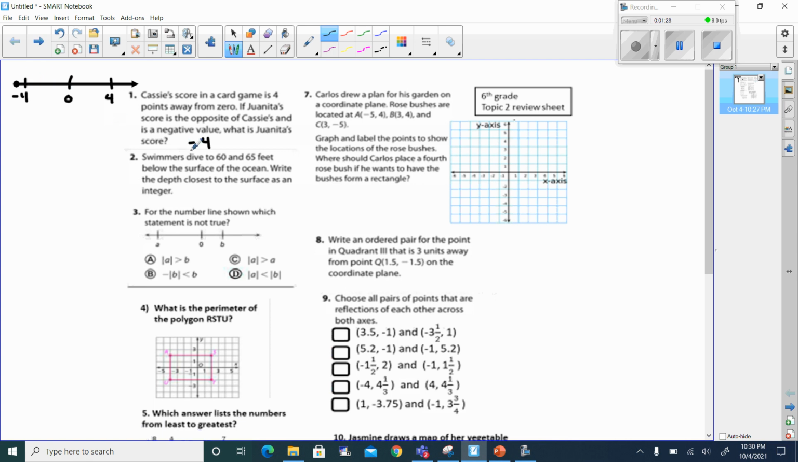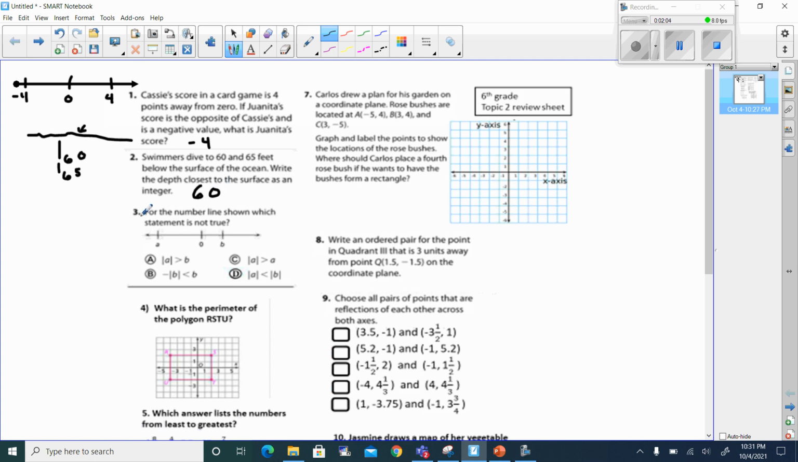Getting back to number 2, swimmers dive to 60 and 65 feet below the surface. So let's just say you have the water here. One diver has gone down 60 feet. The other one has gone just a little more to 65. They want to know the depth closest to the surface. Well, of course, if the surface is here, then the depth closest to the surface is going to be 60. Okay.